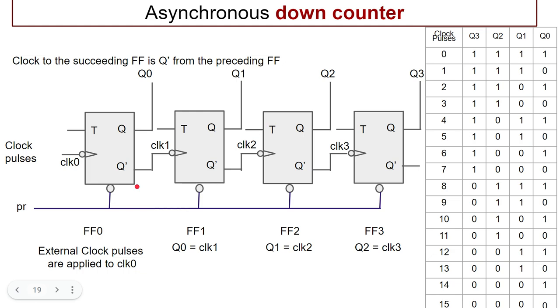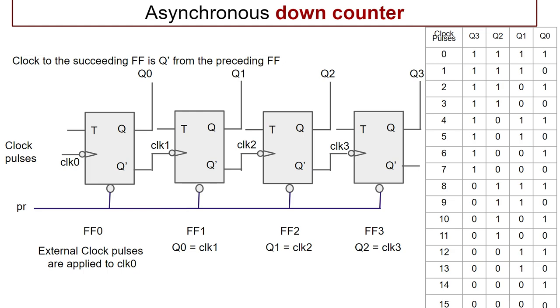So Q0 dash is fed to clock 1, Q1 dash is fed to clock 2, and Q2 dash is fed to clock 3, as compared to the up counter. And such an application of the clock pulse will enable the counter to count the clock pulses from 1 1 1 1 downwards towards 0 0 0 0. So this is the way we design a down counter.